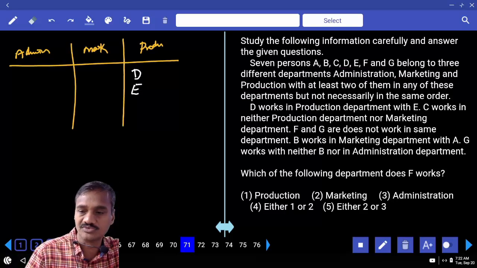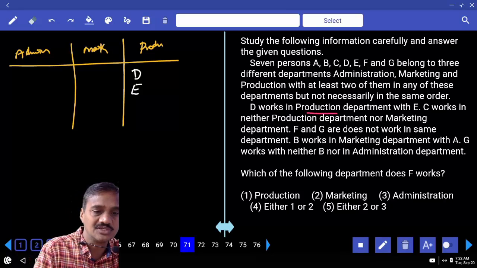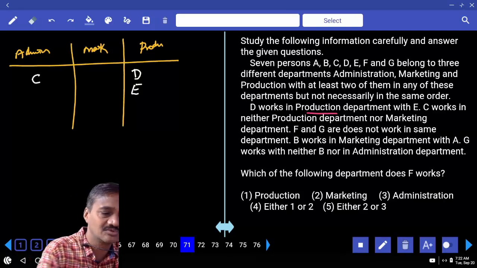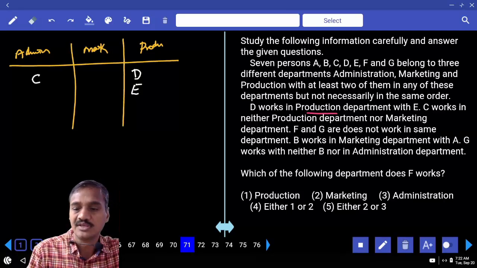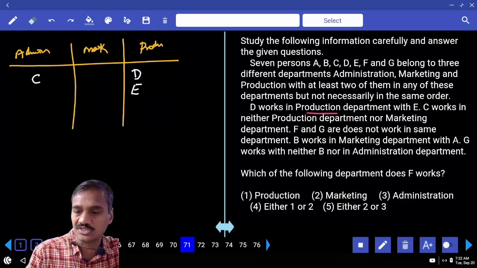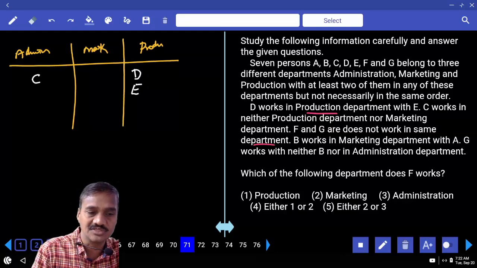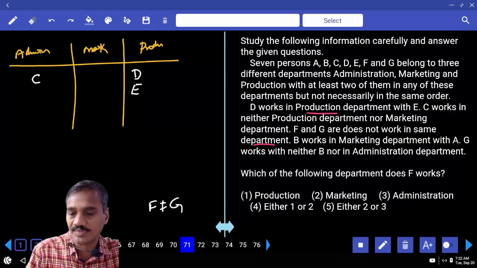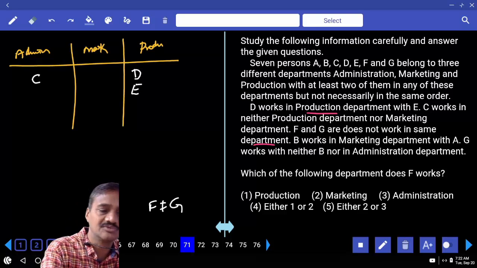Then D works with E and C works in neither production nor marketing. C neither production nor marketing, so where must C be? C must be in admin. F and G do not work in the same department. F and G are not working in the same departments. They are in 2 different departments. And B works in marketing department with E. And now B and A are working together.